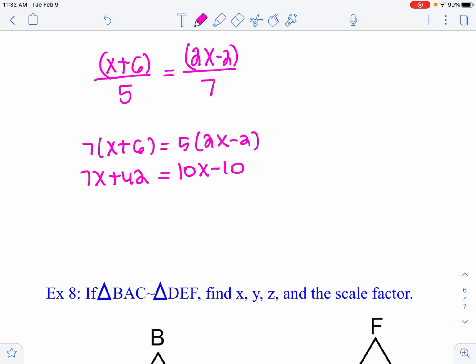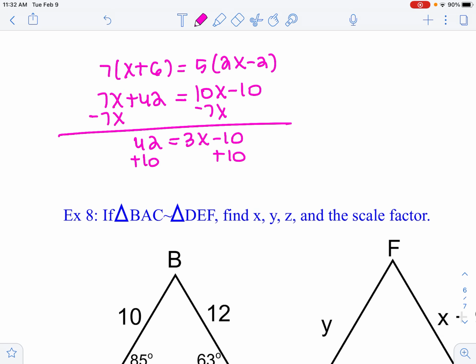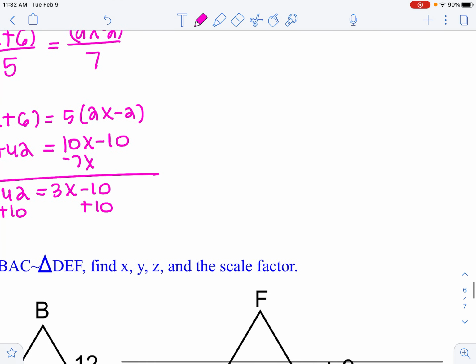7x plus 42 is equal to 10x minus 10. Get all your x's on one side. I'm going to subtract 7x from both sides. I have 42 is equal to 3x minus 10. Add 10 to both sides. 3x is equal to 52. And then finally divide by 3.